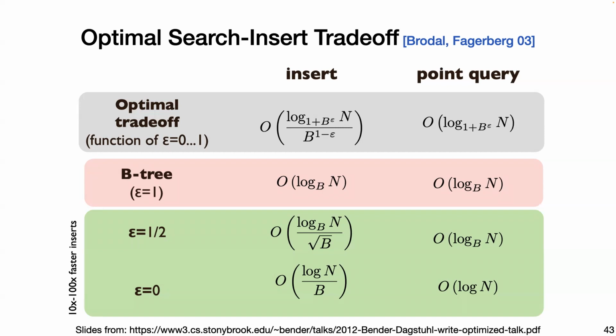So a B tree is the case when you set epsilon equal to 1. So that is log-base B of n in both cases. But you can set epsilon equal to other things, and that gives you different data structures. If you set epsilon equal to 1/2, for example, you would get log-base B of n divided by root B for your insert, but this would still be order log-base B of n for your point query. This would be a constant factor bigger, but in the asymptotics, that constant factor goes away. And similarly, you can set epsilon to 0 and you would get some other bounds. That would be log n over B for epsilon equals 0. Does that answer your question about optimality?